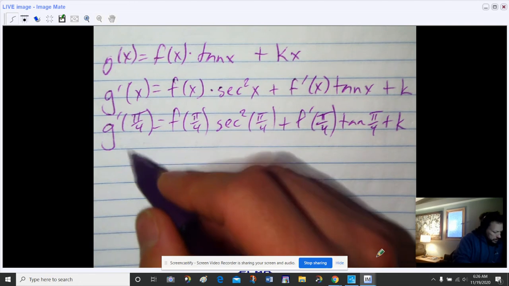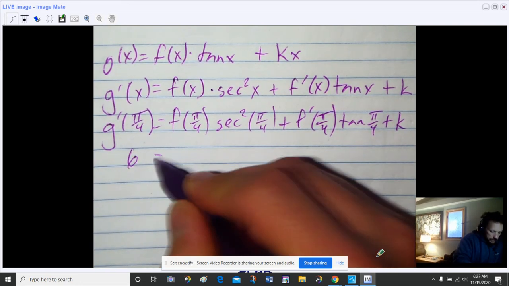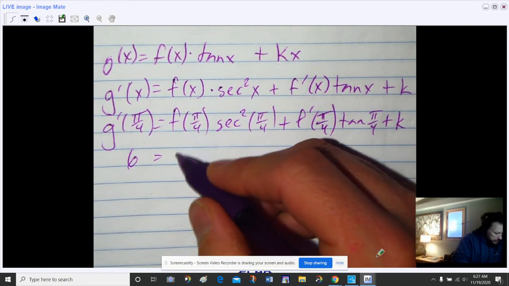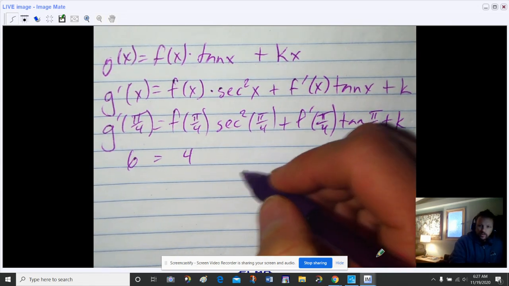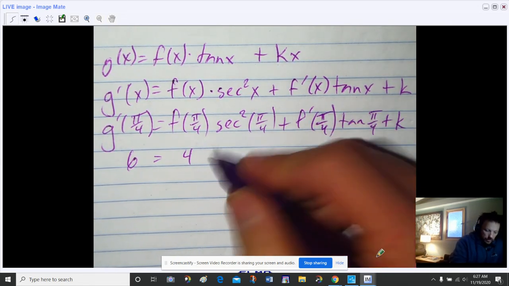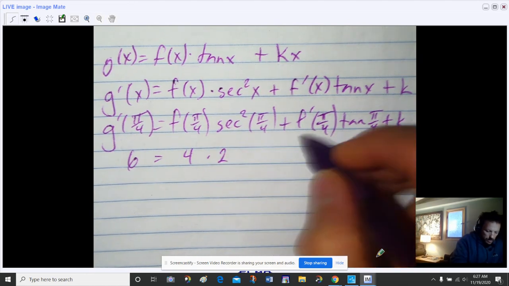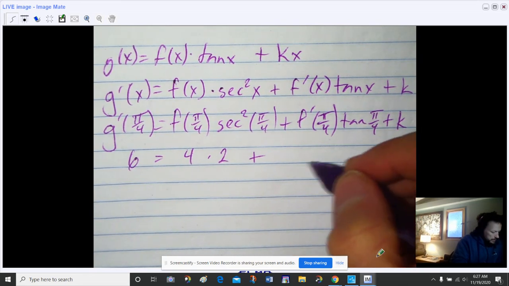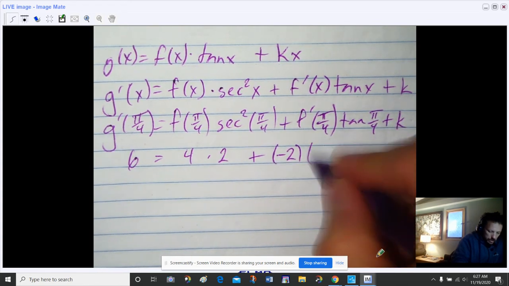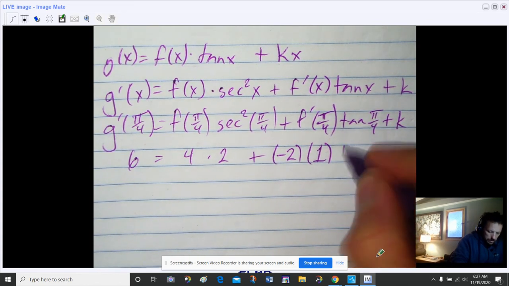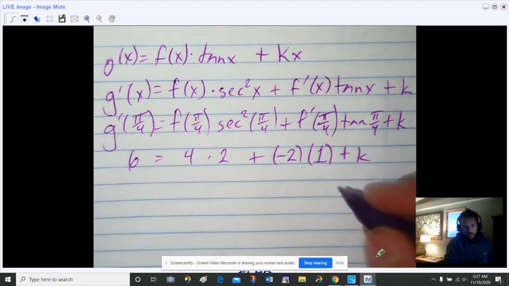Okay, g prime of pi over 4 is 6. F of pi over 4 is 4. Secant of pi over 4 is radical 2. So if we square that, we get 2. Plus f prime of pi over 4 is negative 2. And tangent of pi over 4 is 1. And then we can solve that little equation.